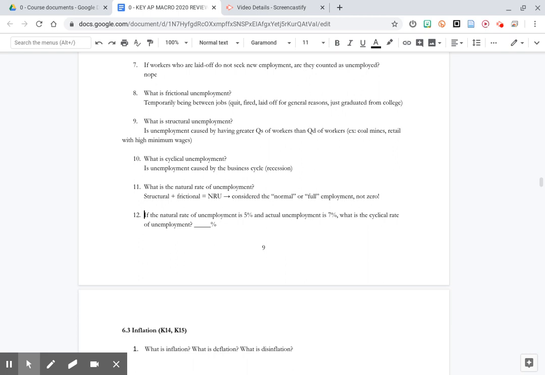Not normal to have 15%, but then it says if the natural rate of unemployment is 5 and actual is 2, what's the cyclical? Or actual is 7, the cyclical is 2. And again, we're just seeing the difference between the two. So hopefully this helps you with unemployment.